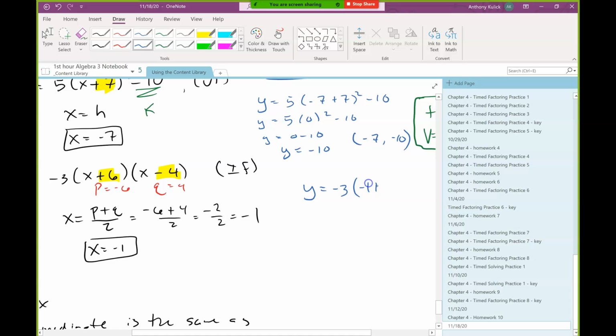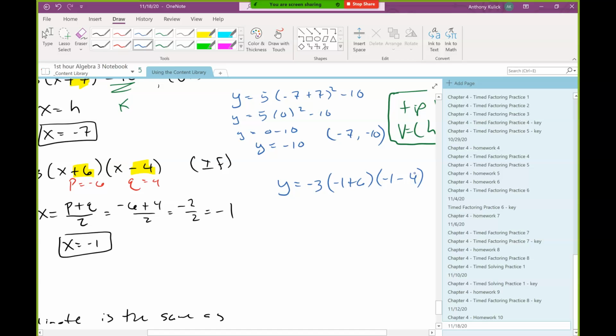So again, I'm going to take my value for x that I got for the axis of symmetry and plug it in to my function. So negative 1 plus 6 is 5. Negative 1 minus 4 is negative 5. Negative 3 times 5 is negative 15. And negative 15 times negative 5 is positive 75. So our vertex is negative 1 comma 75.